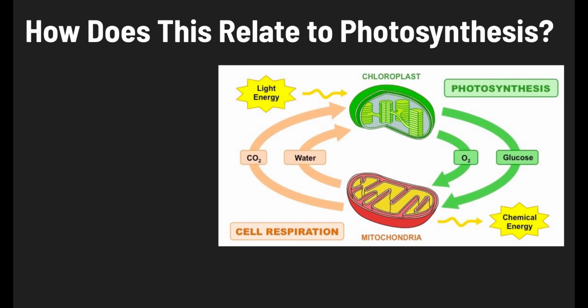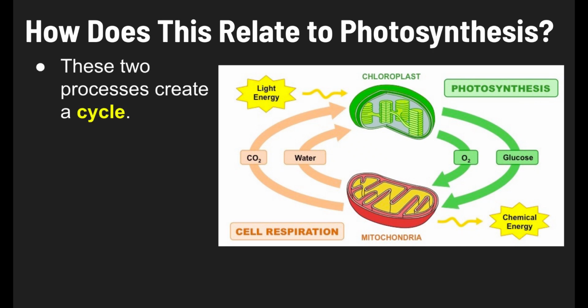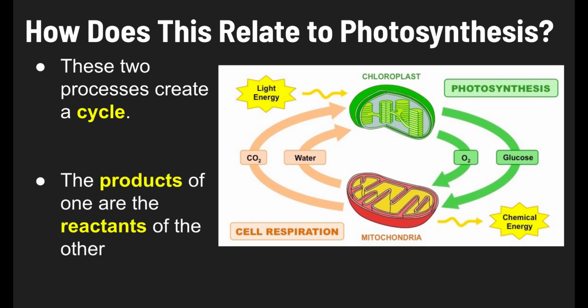Now, how does cellular respiration relate to photosynthesis? This image summarizes the process pretty well. These 2 processes form a cycle with one another, and the products of one are the reactants of the other. So just look at this image. The chloroplast within plant cells is where photosynthesis takes place. The mitochondria is where cellular respiration takes place.